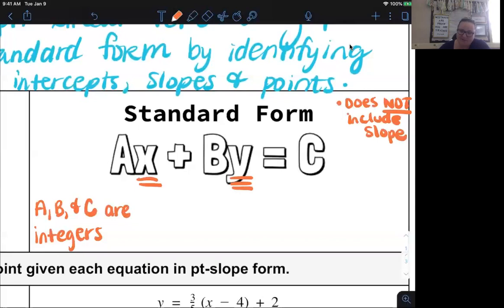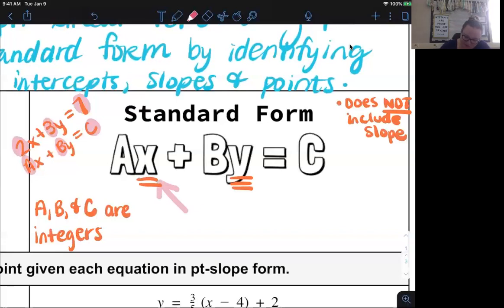So let me just show you an example of standard form real quick, and maybe this will make a little more sense. Standard form could look like 2x plus 3y equals 7. You might notice then that this is an ax plus by equals c form. A is 2, b is 3, and 7 is c. So a, b, and c are all integers, and c is a constant. It doesn't have a variable attached to it. So ax plus by equals c is standard form.